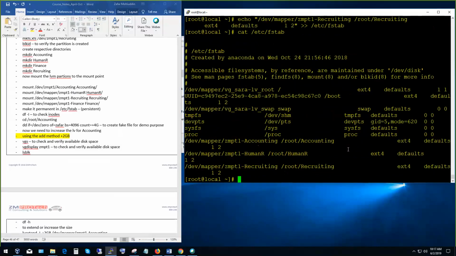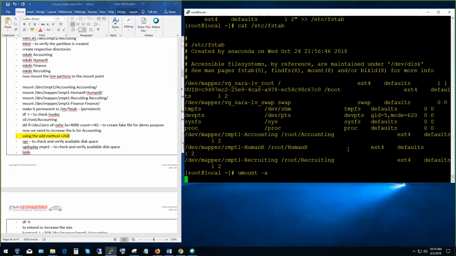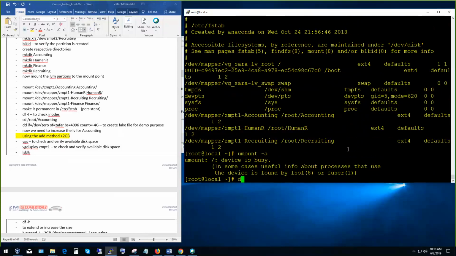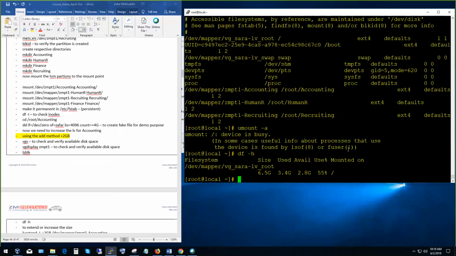So let me do umount -a, and I do df -h. So nothing there. All the ones we have. Oh, okay. So this might give us a problem here because I put down ext4. Actually, it's XFS, right?